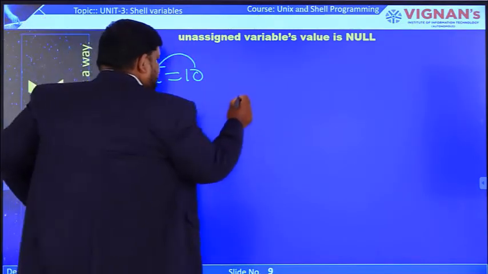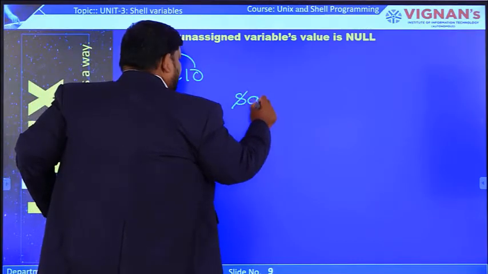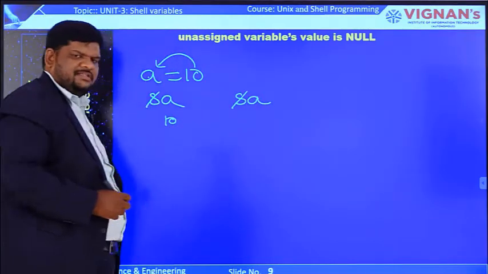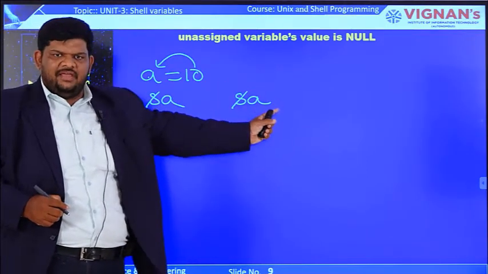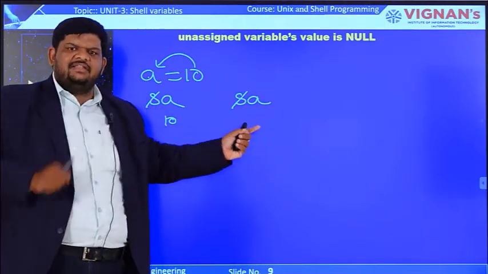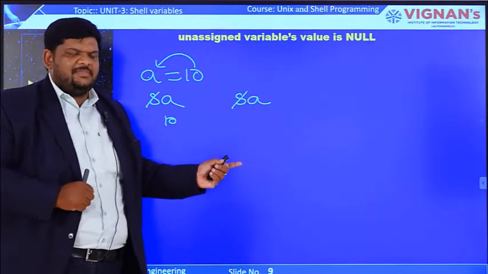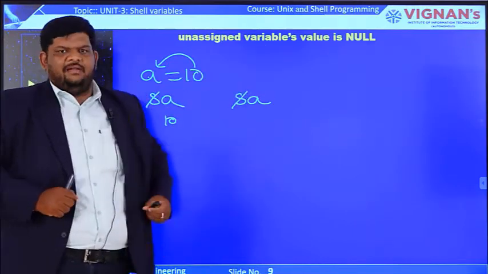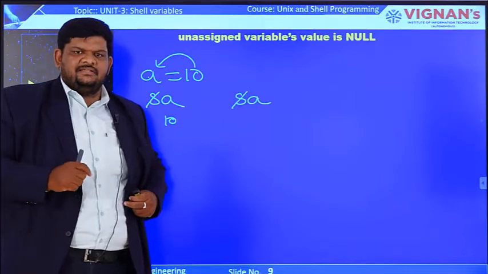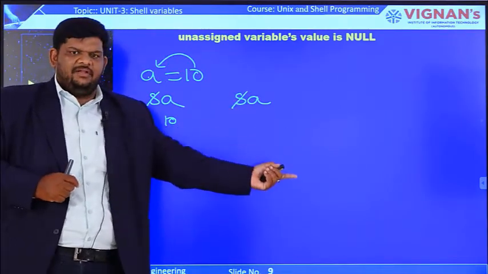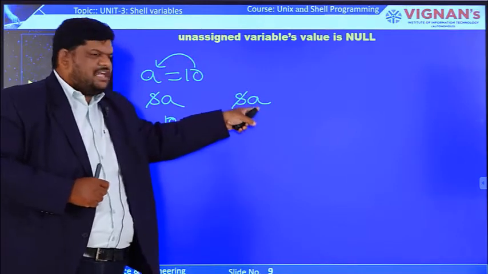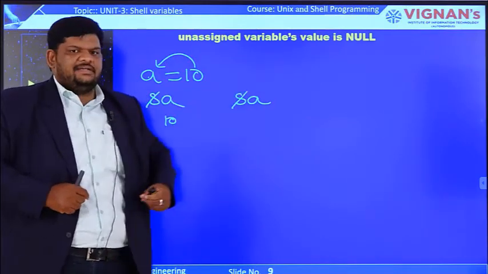Now our question is, what if we do not assign any value to that variable a? If you try to access that variable, what is the answer? The answer is null. Why did null come? Because we are not assigning any value to that variable. If you try to access such variables, the answer is null.